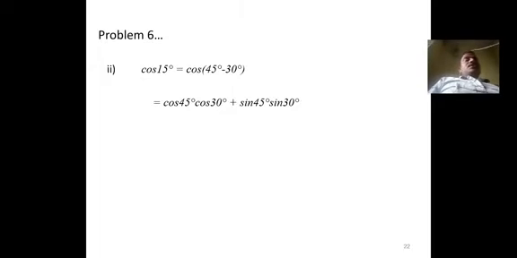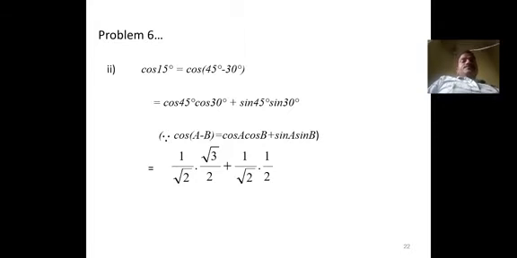Similarly, cos 15 is cos of 45 minus 30, cos a cos b plus sin a sin b, so cos 45 cos 30 plus sin 45 sin 30. Cos 45 is 1 by root 2, cos 30 is root 3 by 2, sin 45 is 1 by root 2, sin 30 is 1 by 2. After replacing the corresponding values, 1 by root 2 into root 3 by 2 plus 1 by root 2 into 1 by 2. So this is root 3 plus 1 by 2 root 2, by the same formula.